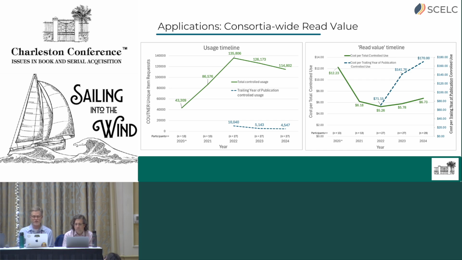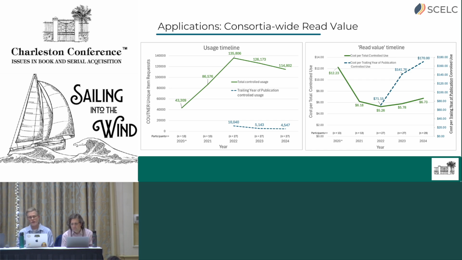So for instance, in 2022, those 10,040 requests are the number of times an article published in 2021 was requested in 2022. And the 2023 value of 5,143 requests is the number of times that an article published in 2022 was requested in 2023. This trailing year of publication controlled usage is a much better indicator of the impact of accelerating amounts of open access content being published in recent years, because it focuses on the value of the content we purchased in that year.